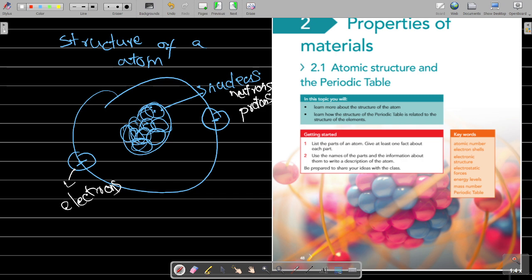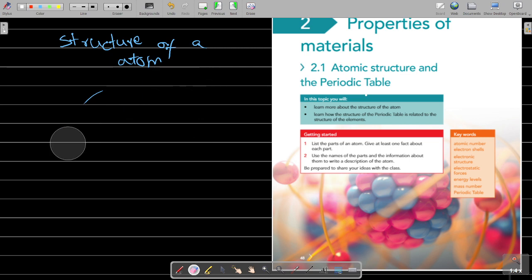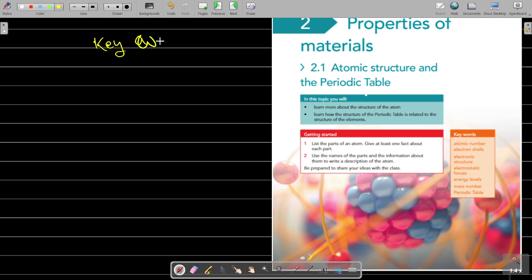Okay. Before going, what's remaining in this page? Only the keywords. Come, let's discuss about keywords. I know some keywords you know, but we should discuss all of it. Come, let's do keywords. The first keyword is atomic number. What does it mean? Can you say?